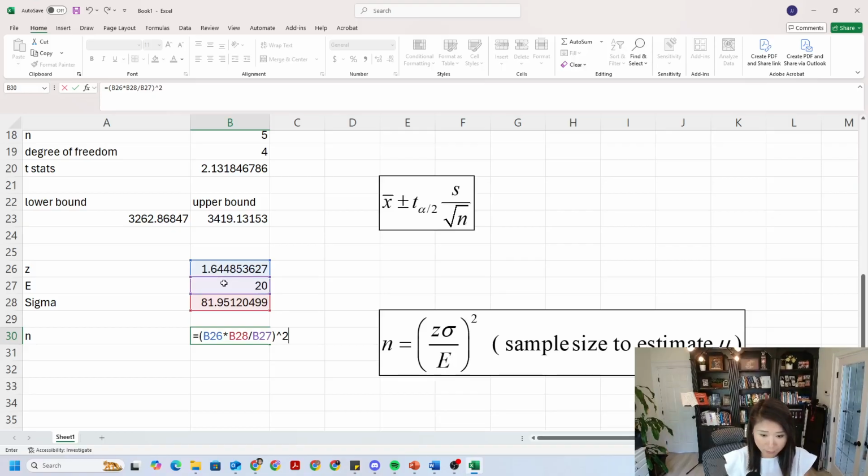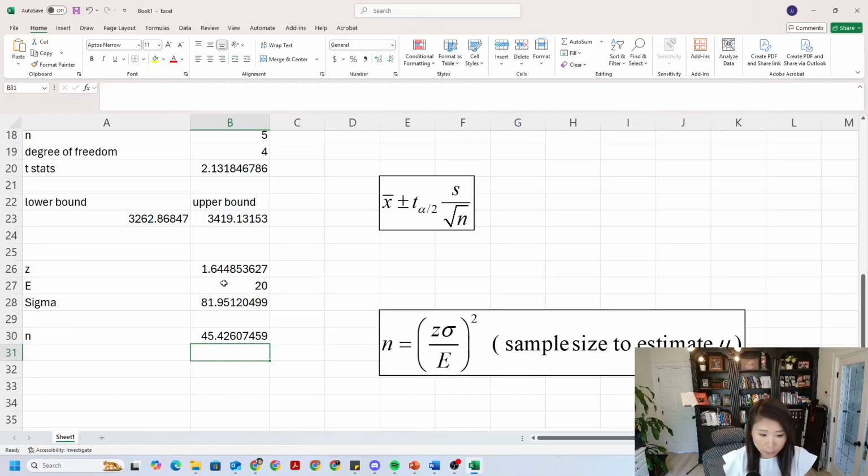That gives us the sample size we need to estimate mu. We approximately need 45.46, so you can round it up or round it down here. I would just pick 45. So we will need a sample size of 45 in order to estimate the value for mu. Hopefully this video helps you understand how to leverage the sample size formula to figure out the sample size you need to estimate mu. If you have any questions, feel free to reach out to me. Bye.